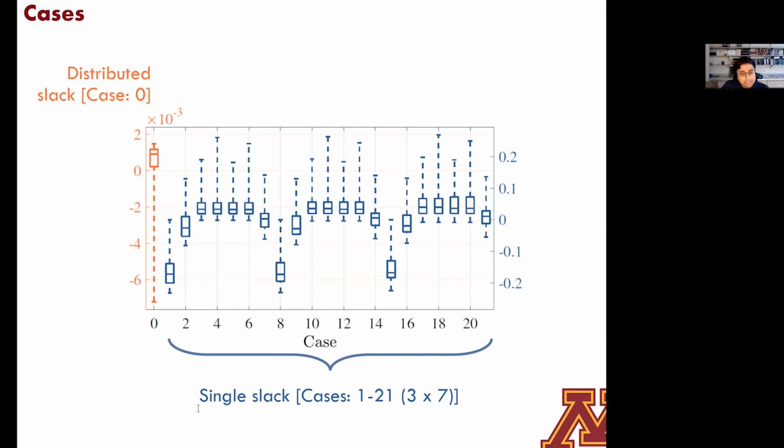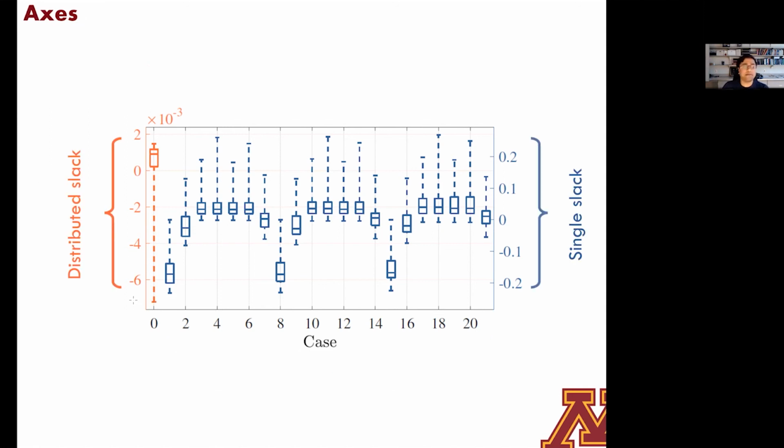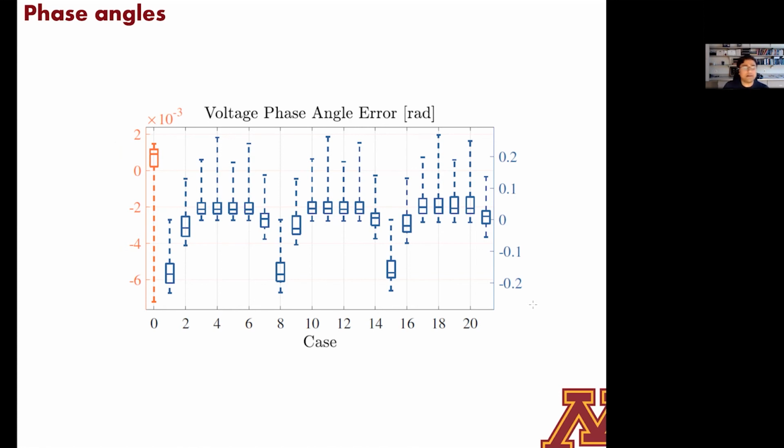I'll do that with respect to all the possible options that I had for my single slack choices. And in this particular case, as I said, there's 21 of them. Okay, so there's going to be a total of 21 options that I'm going to compare against my distributed slack version of the power flow. And there's two axes here. The stuff on the left is the version of the power flow problem that I'm promoting. The axis on the right is going to be the plain vanilla version of doing it. And then here are the results that we have.